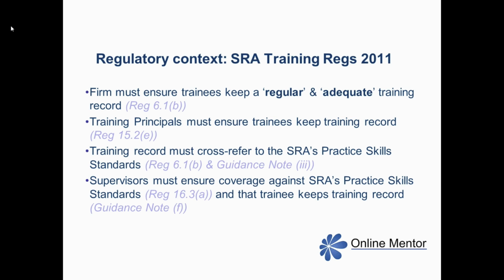Previously, it used to be up to the trainee to make sure this was done. Along with this, the training principals, as the regulatory portfolio holder, must ensure that trainees are doing it. And training records must not only be kept up to date, but they must cross-refer to the SRA's 90+ practice skills standards. And supervisors get name-checked also in the body of the regulations in terms of their role with making sure that trainees are doing this.